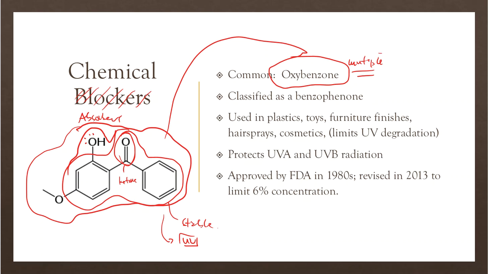Oxybenzone also plays multiple purposes. You just don't find it in sunscreen. You're going to find it in tons of other products that want to block or absorb UV light. So very commonly, it's sprayed on plastics. It's sprayed on toys, especially ones that you would put in your front yard or your backyard.